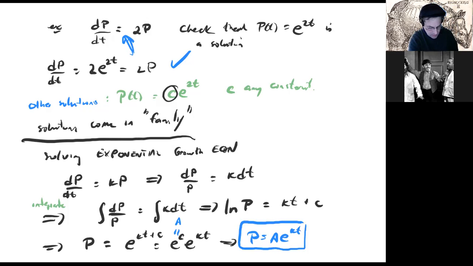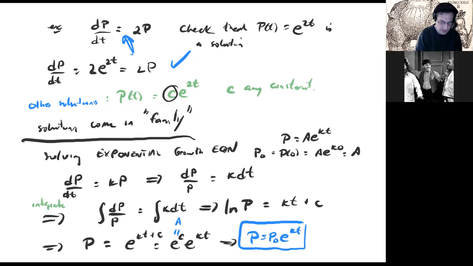There's more to say about this, though, because if I take p equals a e to the kt and substitute in p of 0, that's going to be a e to the k times 0, so that's a. But p of 0 is the initial population, so we could have written this instead as p equals p0 e to the kt. So that's the complete solution to the exponential growth equation with the initial value p of 0 is p sub 0. So let's do an example.